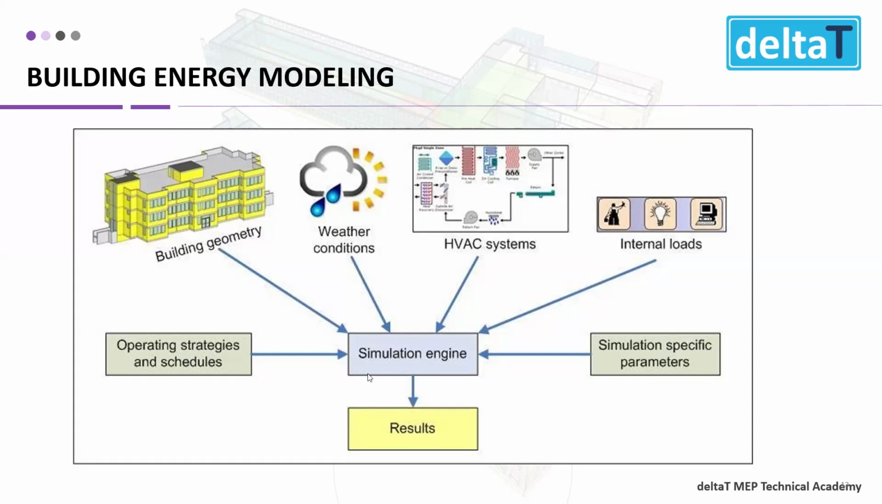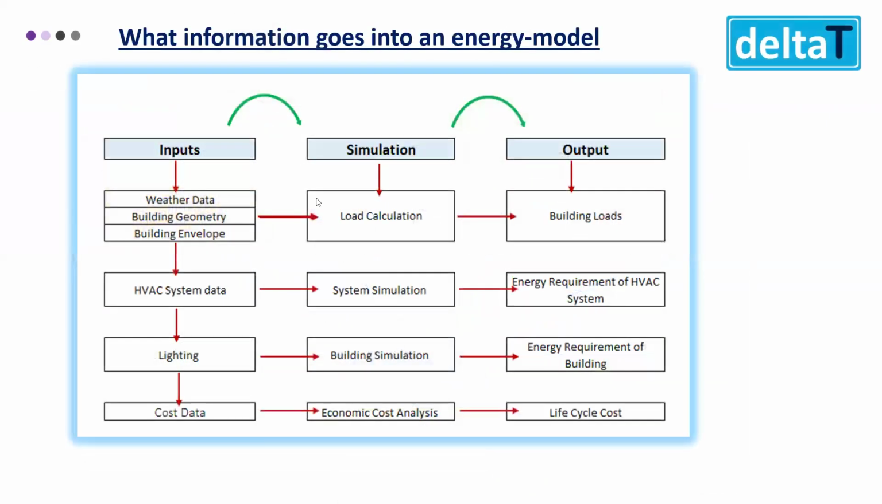Okay, now what does it say? So if you see in a simulation software, we put inputs, we do simulation, and then we get output. The inputs are weather data, building geometry, building envelope, HVAC system, lighting, cost data. Based on this, we do load calculation, system simulation, building simulation, economic cost analysis. Then we get the output: building loads, energy requirement for HVAC system, energy requirement of building, life cycle cost.